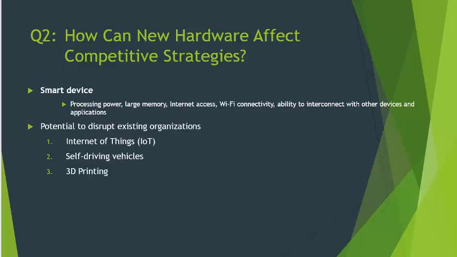So, moving on to answer questions about how hardware can affect your competitive strategies. You might want to think about what kind of smart devices you are using. Are your competitors using them? Smart devices automatically connect to the internet if it's available. They can interconnect with each other and share information, and that might give you an advantage depending on what you're doing. Now, that also opens up some potential problems in terms of security.